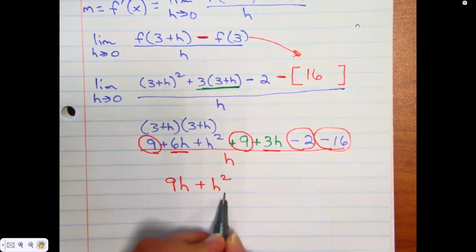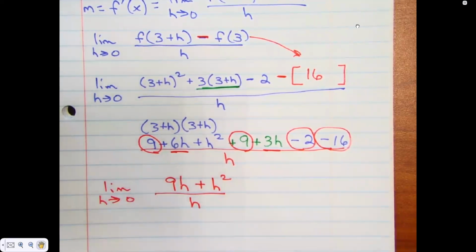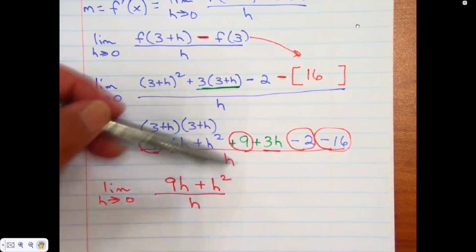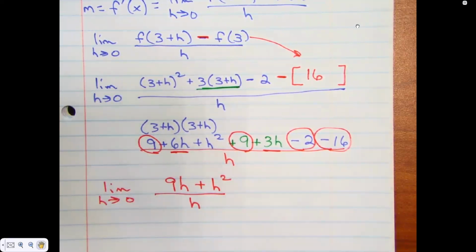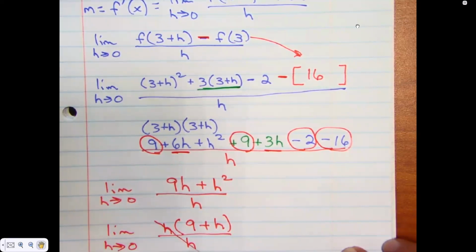There it is. Now, if you haven't forgotten about it, make sure you bring that h in and the limit as h approaches 0. The h's do not cancel either way, but you're on the right track. What do we have to do so that they do cancel? We must factor. So take an h out. If we take an h out, we've got 9 plus h over h. The limit as h approaches 0, the h's cancel. Now we can plug that 0 in and get a slope of 9.